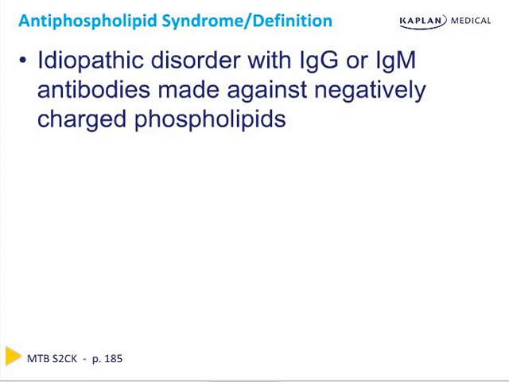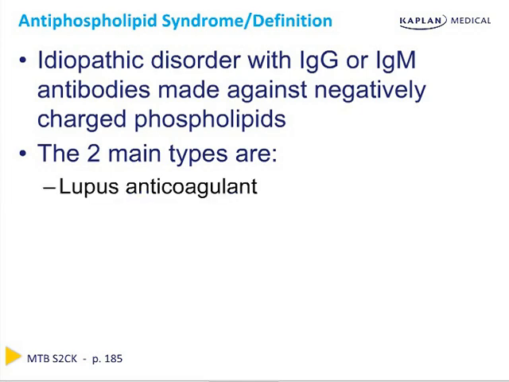We're now going to move to antiphospholipid syndrome. Antiphospholipid syndrome is best treated as a separate topic because the majority of cases are not associated with SLE. Antiphospholipid syndrome is an idiopathic disorder with IgG or IgM antibodies made against negatively charged phospholipids. You can see that there are two main types. The first is that which is associated with a lupus anticoagulant, and the next are those who have anticardiolipin antibodies.